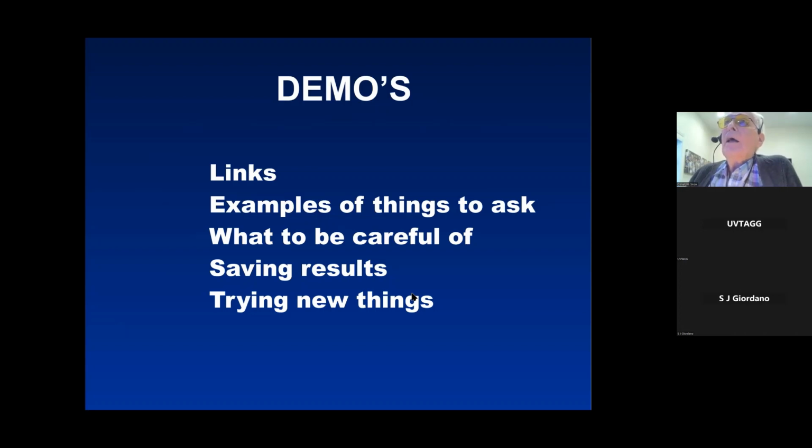Now, what we want to look at today, we'll actually go through those notes in a minute, but these are going to be the things that we're going to be doing demos of. We'll look at the links for it. We'll look at some examples of things that you can ask AI to do for you and tell the difference between what AI will do and these AI websites versus just a Google search or a Bing search or something.